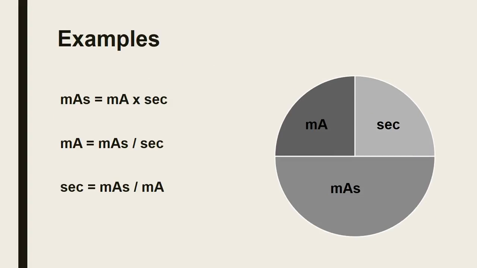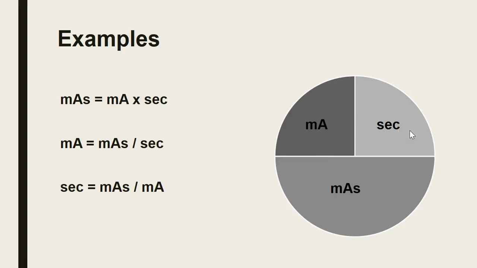Here's that same pie, if you want to call it that. So for mass, you want a combination of MA times time. If you only need your MA, then you take the bigger portion of mass and divide it by seconds. That will give you your MA. If you don't know your time, but you have these two factors, again, take the bigger portion and divide it by MA, and then you will have time.